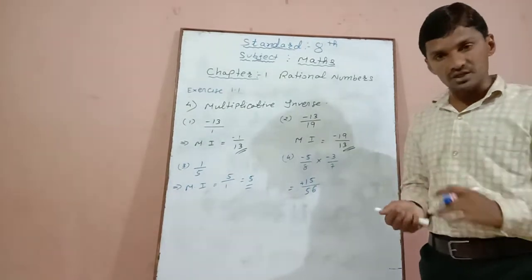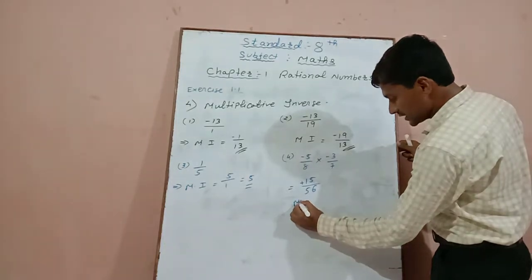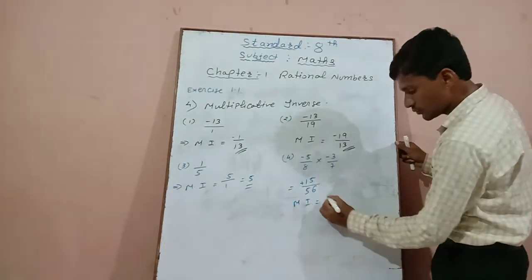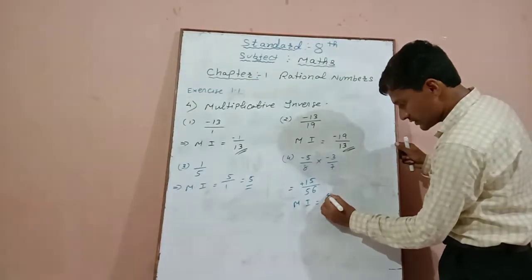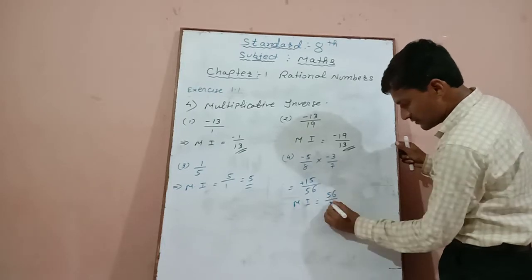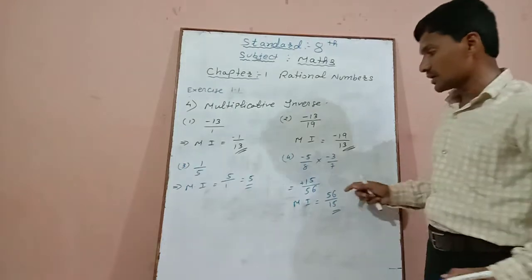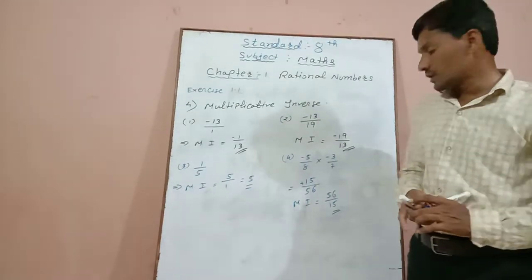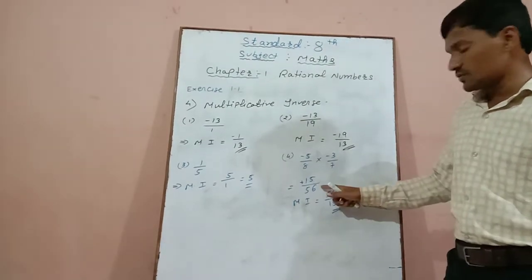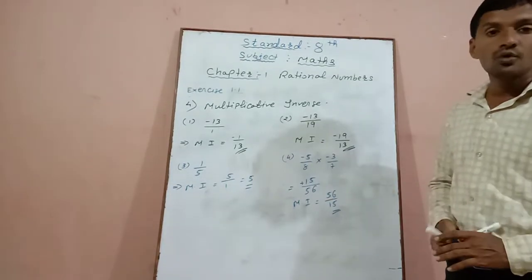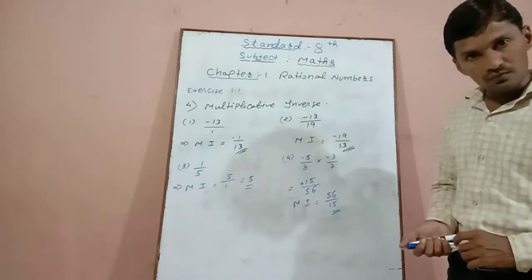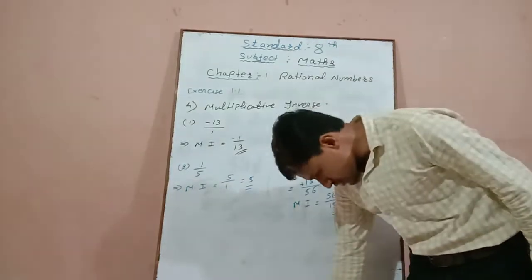Now we have to change. So the multiplicative inverse is equal to 56 will be on the numerator and 15 will become the denominator. So this is answer number 5. Multiplicative inverse of 15 divided by 56 is equal to 56 divided by 15. Okay, now question number 5.